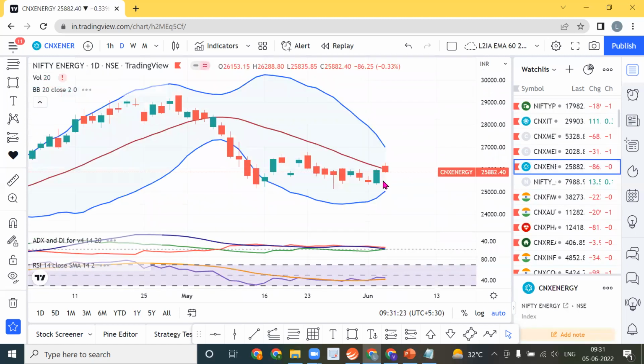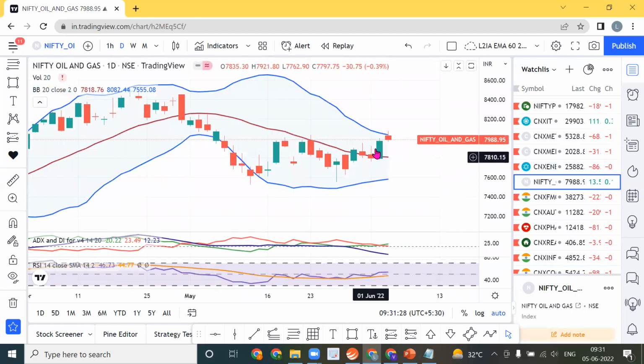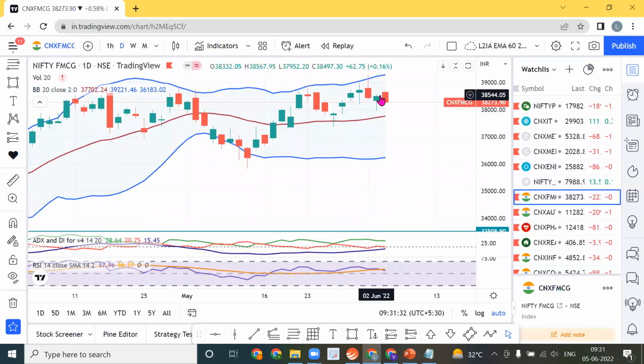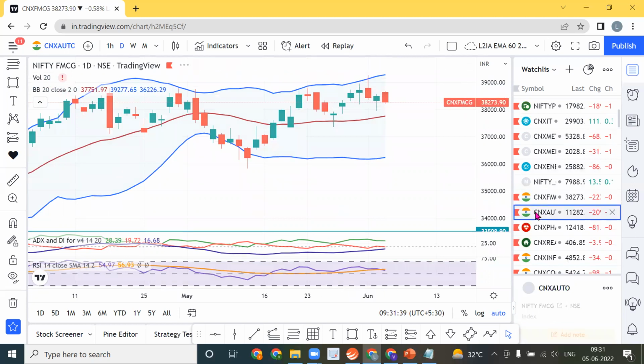Energy is doing better. It has started moving up. Oil and gas will do better. It has started moving up. FMCG is a little down in the last few days. You can see here, it has come down slightly. It went up and it has started coming down.